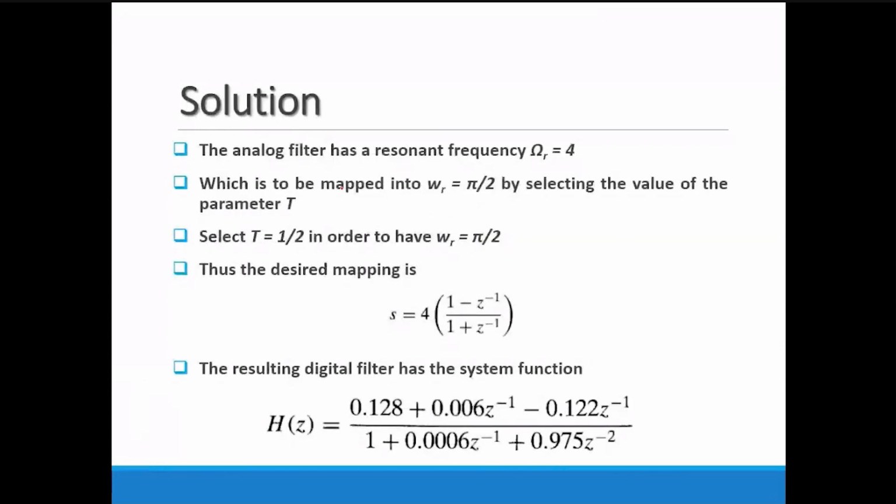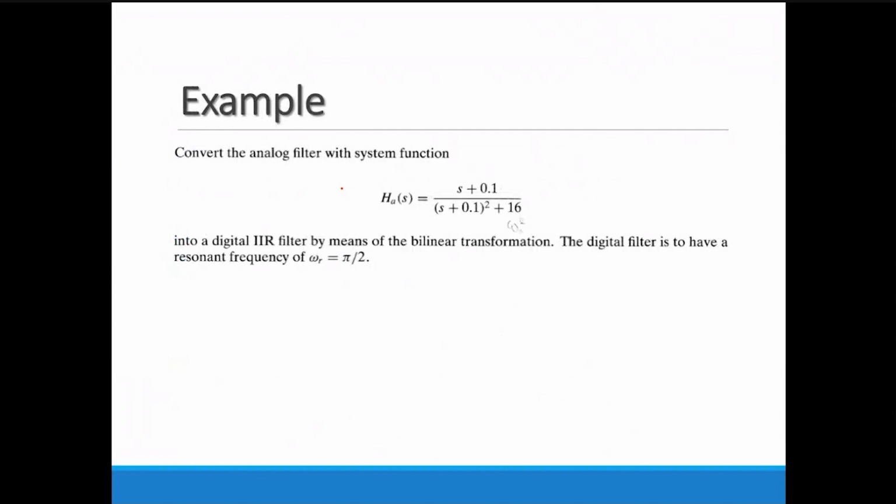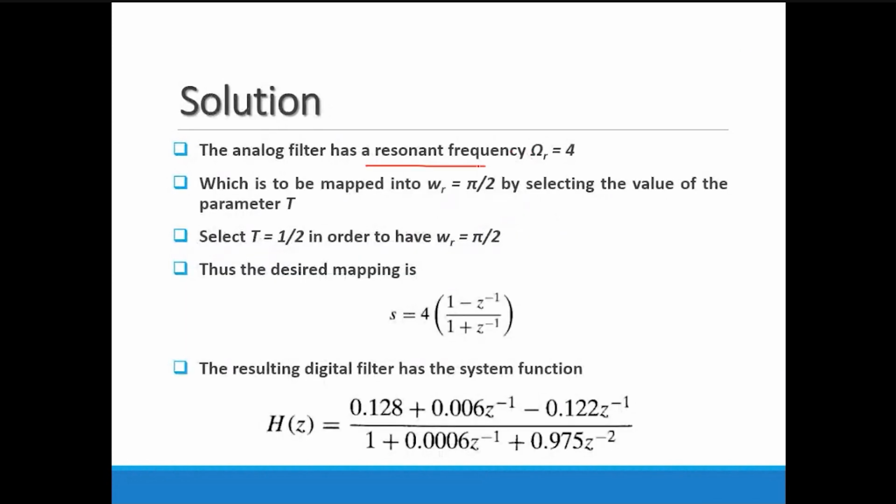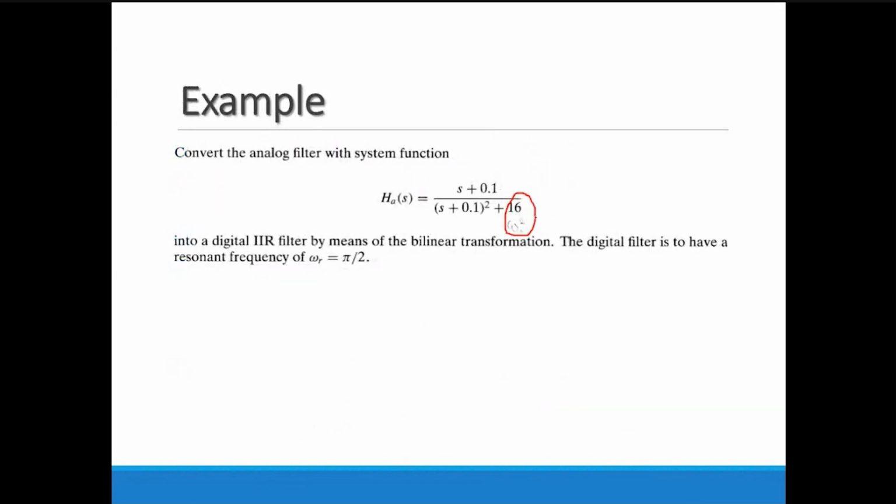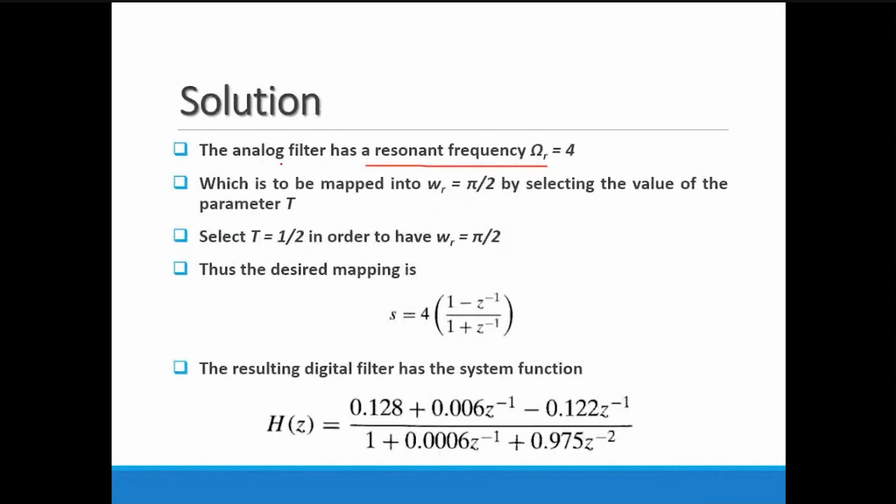Okay, so the analog filter has a resonant frequency. In the term given to you, 16 is nothing but the square of this analog frequency. So 16 represents the square of this term. So we are writing that the analog filter has a resonant frequency omega r equal to 4, which is to be mapped.